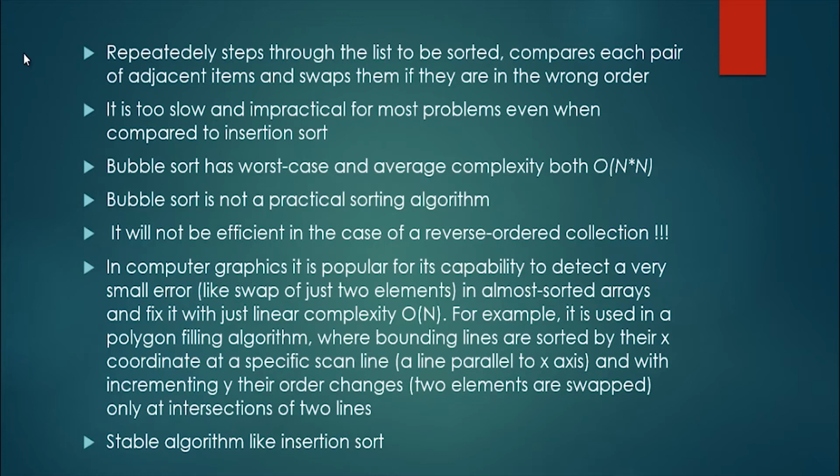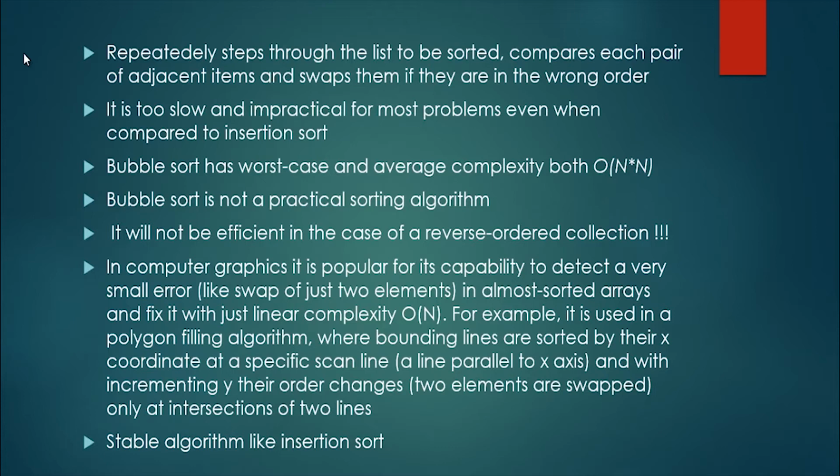For example, it is used in a polygon filling algorithm where bounding lines are sorted by their x-coordinate at a specific scan line, the line parallel to the x-axis, and with the incrementing epsilon their order changes, the elements are swapped only at intersections of the lines. So in these special cases, bubble sort can beat much more efficient algorithms such as merge sort or quicksort, and we can solve this kind of problem with linear time complexity, which is very efficient.